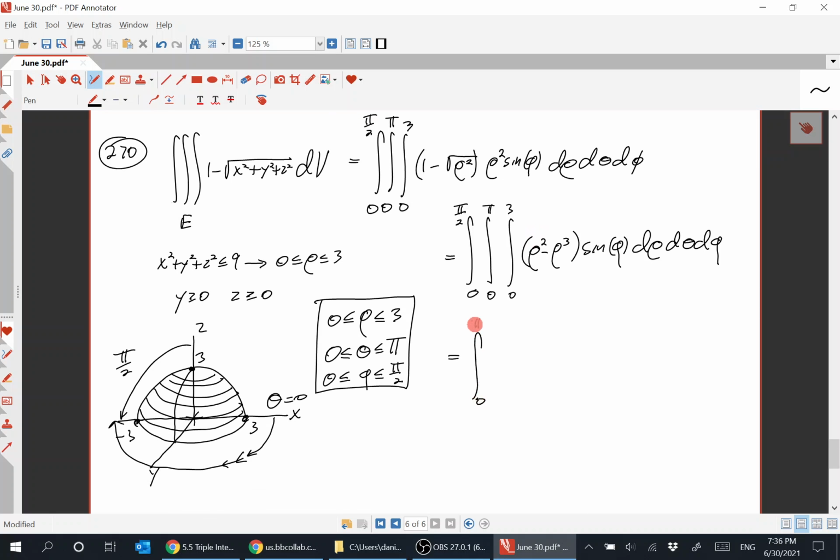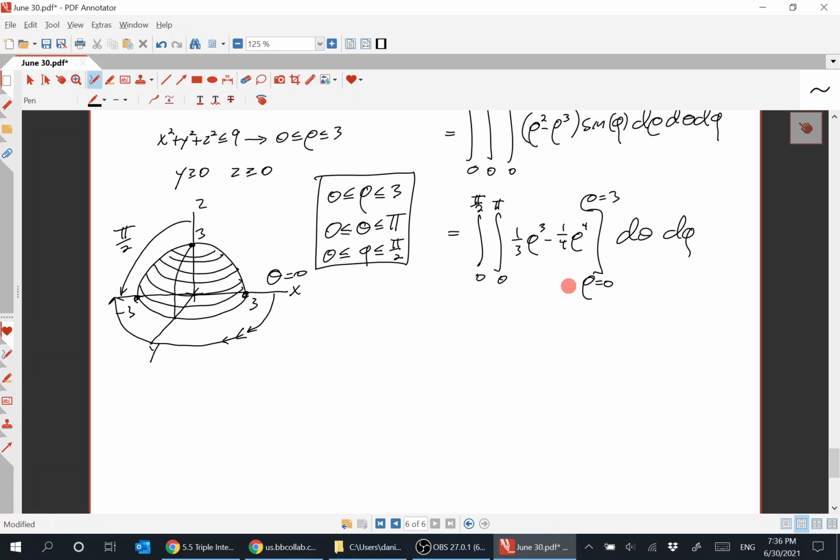So 0 to pi over 2, 0 to pi, and then the antiderivative for rho, 1/3 rho to the third minus 1/4 rho to the fourth, from rho equals 0 to rho equals 3, d theta d phi. So this is equal to, so at 3, this is 9.